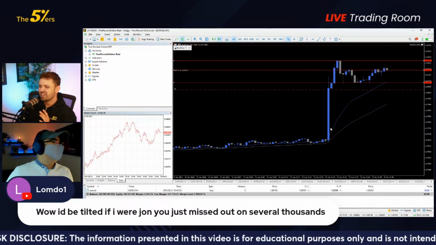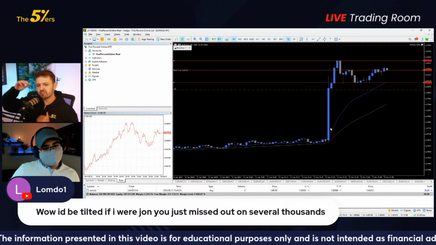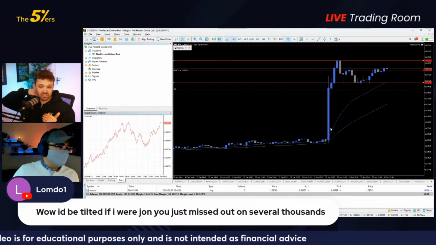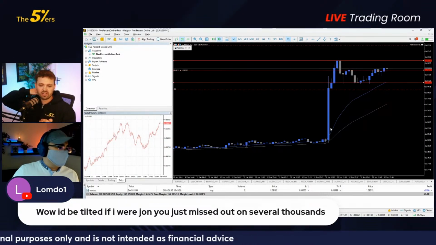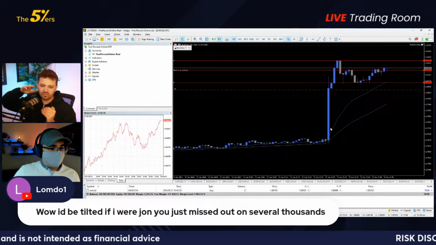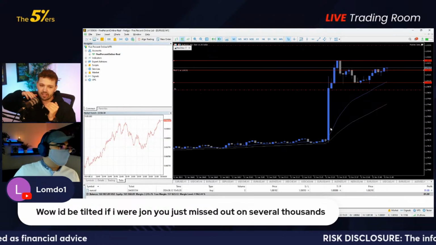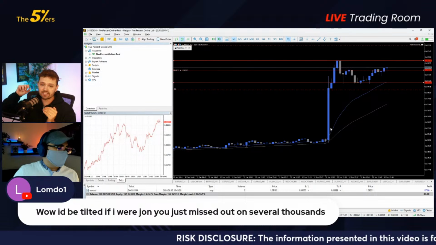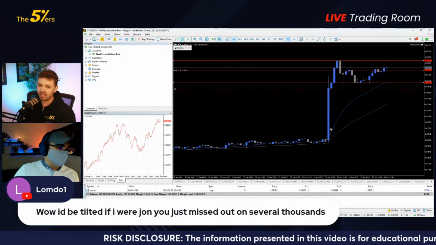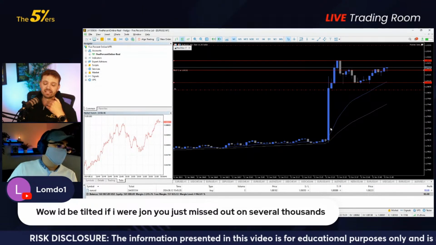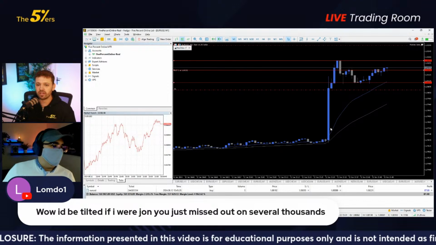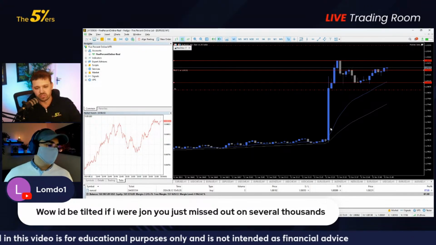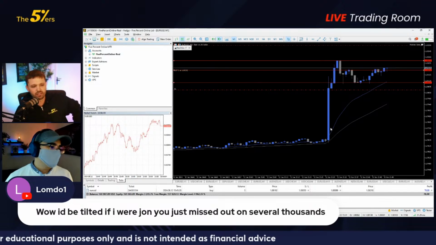Yeah, the thing is, if you flip it around, I think I risked 500. So if you flip it around, a move like this, to be caught on the wrong side of a move like this, that 500 could easily be 1,000. So yeah, it's not worth it. Having a 1R trade turn into like a 3R loser, that's not worth it.